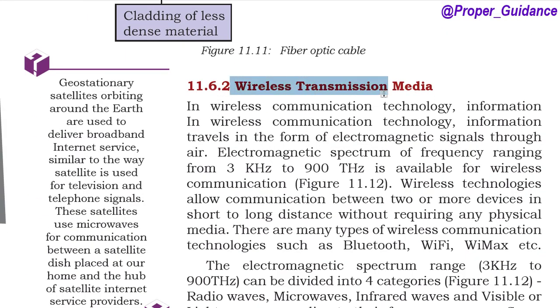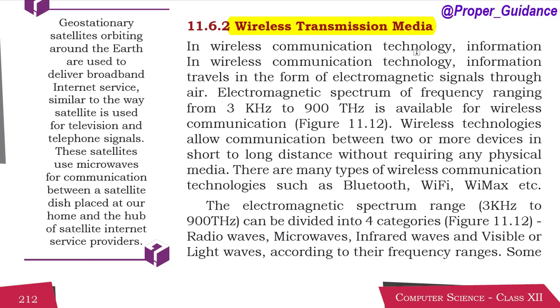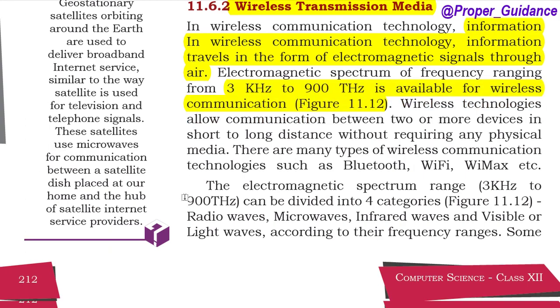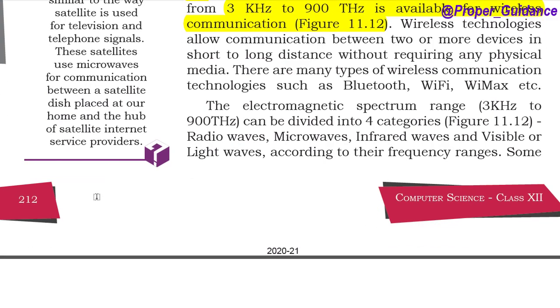And after that, wireless transmission media. In wireless transmission media, there are different types of range in wireless communication technology. Information in wireless communication technology travels in the form of electromagnetic signals through air. Electromagnetic spectrum of frequency ranging from 3 kHz to 900 THz is available for wireless communication. Wireless technologies allow communication between two or more devices over short to long distances without requiring any physical media. There are many types of wireless communication technologies such as Bluetooth, Wi-Fi, WiMAX, etc.